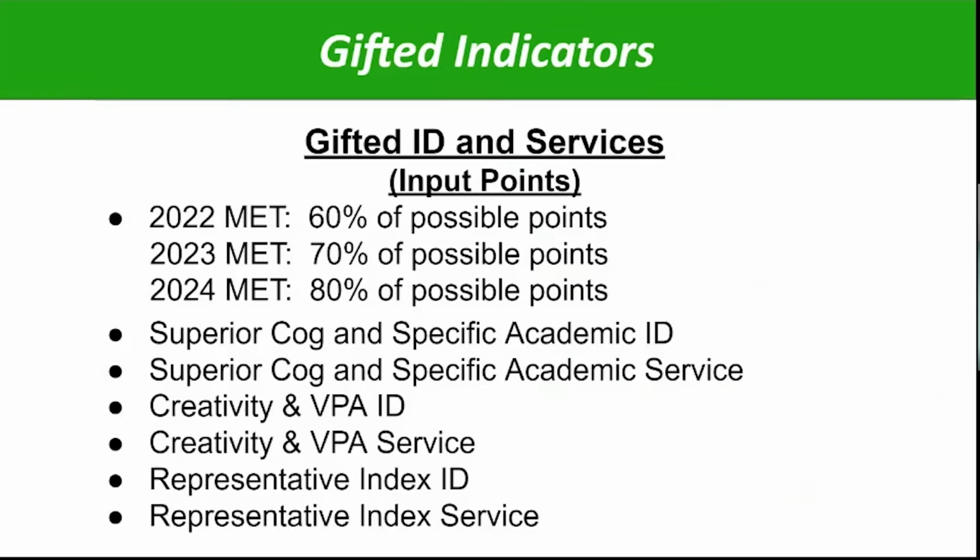Now, the areas that we look at are, for ID and service, Superior Cog and specific academics; those are the first two. And there's a pretty good amount of points that we'll take a look at in the next couple minutes here. Our next area is creativity and VPA. We have an area for ID. We also have an area for service there. And then the last one is the representative index.